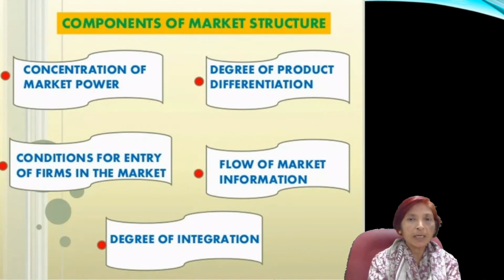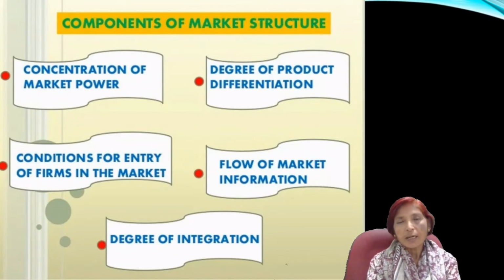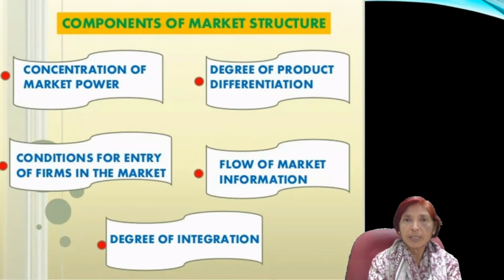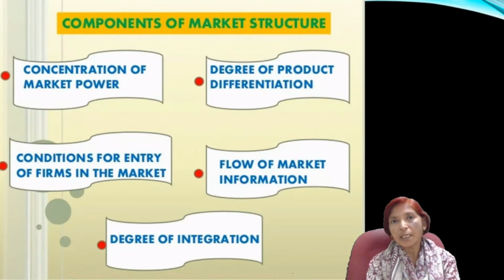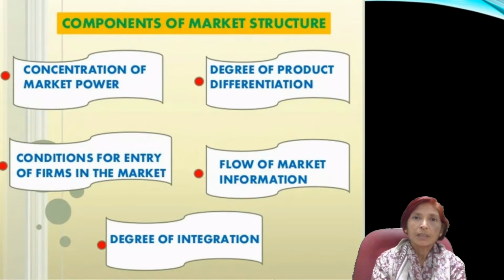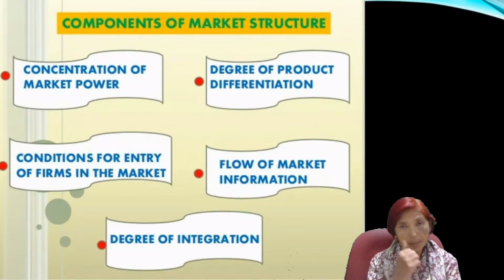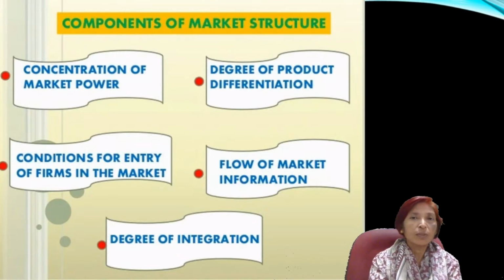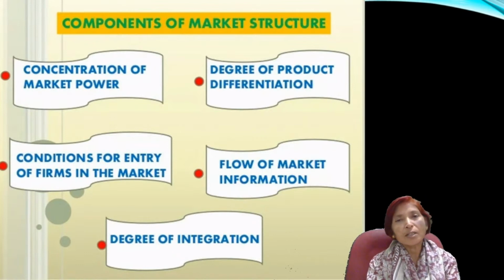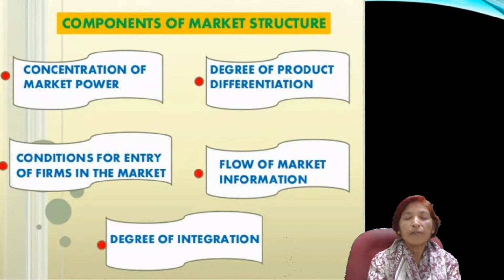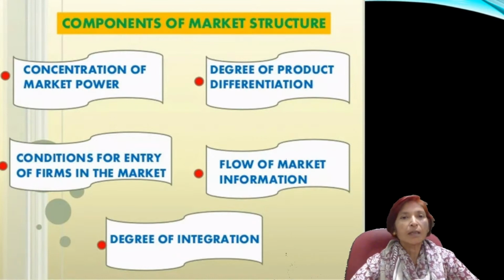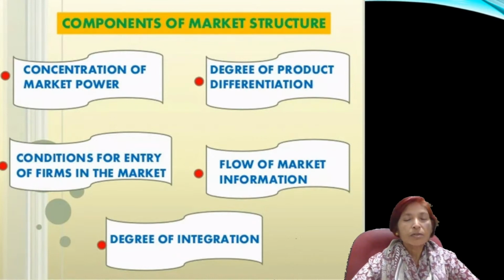Like in a perfect competition market, there is perfect knowledge related to the market product and market price. But in a monopoly market, imperfect information exists, and in a monopolistic competition market, imperfect information remains present, and in an oligopoly market, there is no perfect information related to the product and price. Now, next is degree of integration. The degree of integration also remains different in different forms of market. So, these are the main components of market structure.